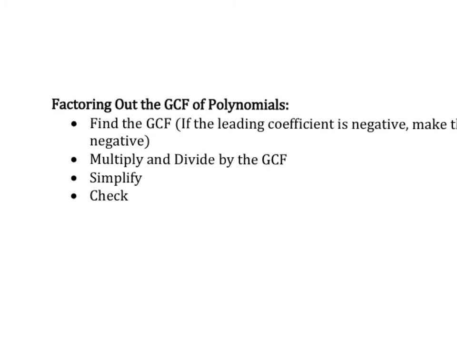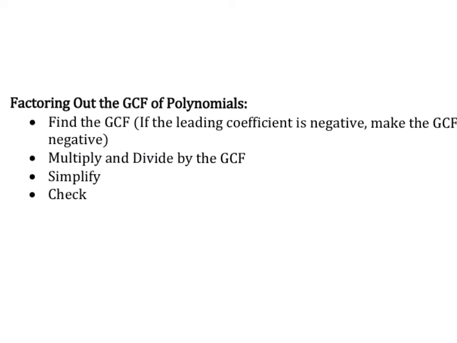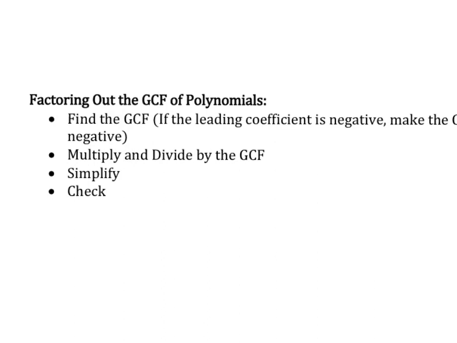The steps that we're going to take here, we're going to find the GCF, right? And one thing that's going to be important with finding the GCF is that if the leading coefficient is negative, we're going to make the GCF negative. And this is more of a structural or a looking ahead type thing that makes things easier for us in the future. So if our leading coefficient, remember that's the coefficient on the highest exponent on the variable, is negative, then we're going to factor out the negative, or we're going to make that GCF negative as well.